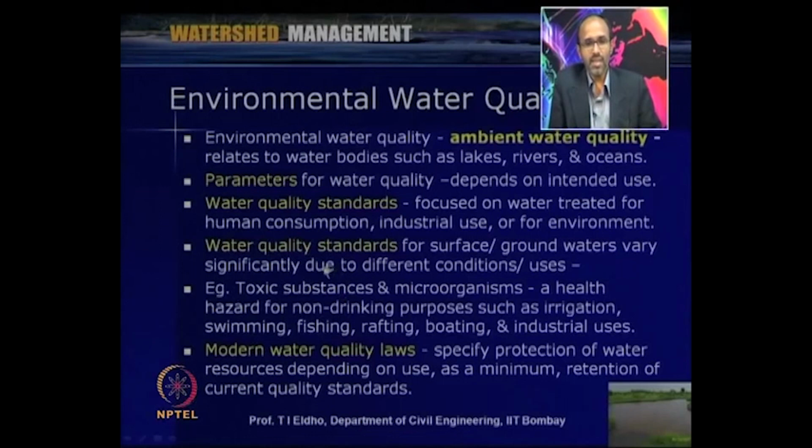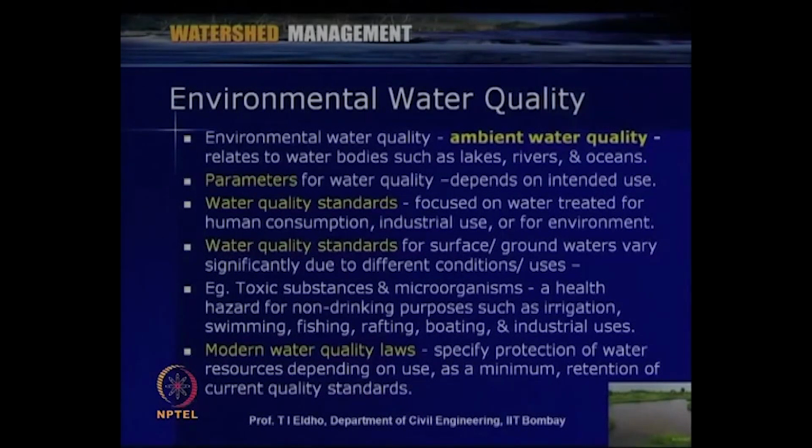So, if you consider the modern water quality laws, these laws specify the protection of water resources depending upon use, as we have seen. Whether it is groundwater, there may be certain specific norms as far as the protection is concerned, or if it is surface water, there may be some other specific norms. So, depending upon the use, as a minimum or retention of current quality standards, there will be variations as far as the water quality laws or its management is concerned.